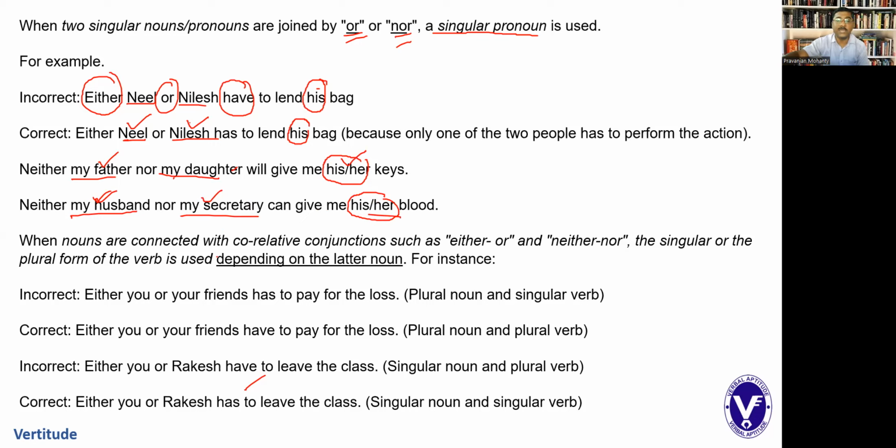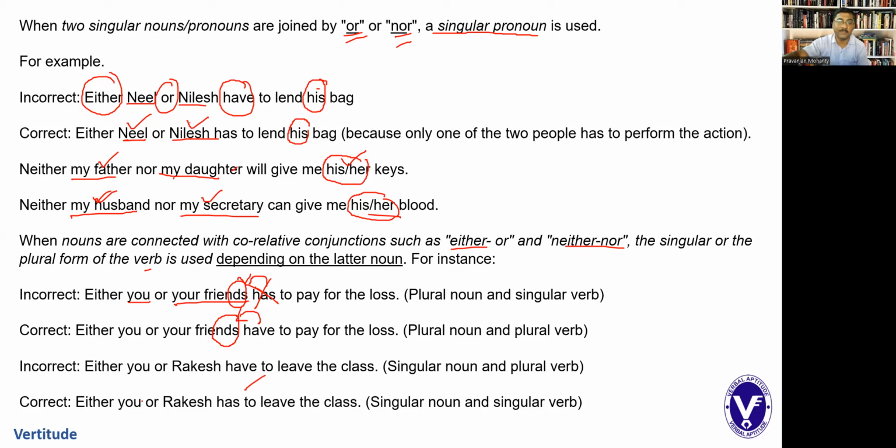When nouns are connected with correlative conjunctions such as either or, neither nor, the singular or plural form of the verb is used depending on the latter noun. This was discussed in subject verb agreement: either you or your friends. Friends is plural, so the verb depends on this; a singular verb would be an error. In this case, the nearest one is have, which agrees with the plural subject. That is why it is plural.